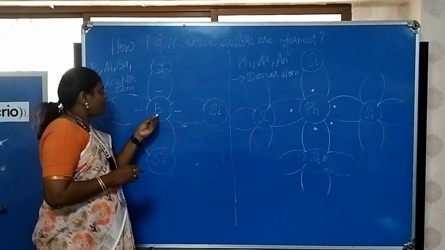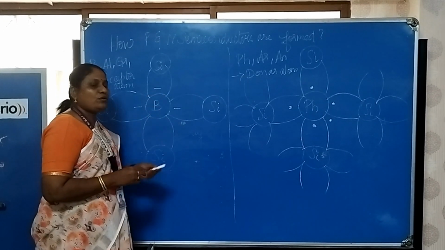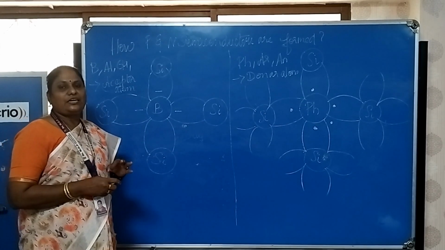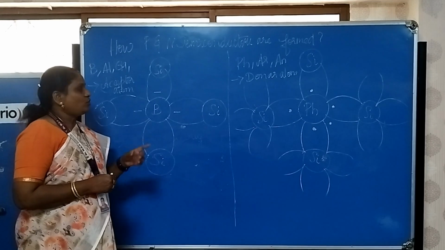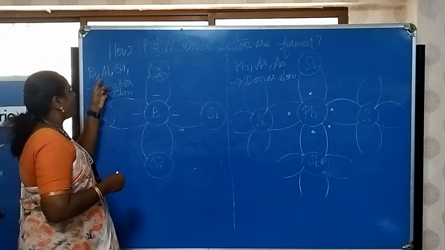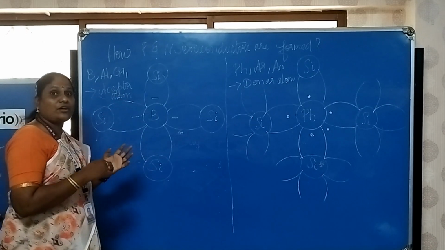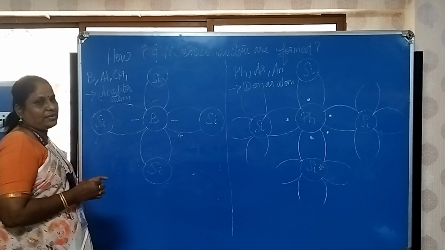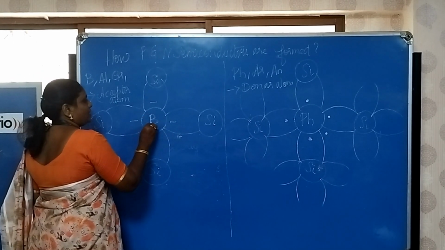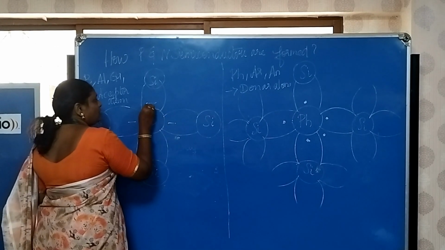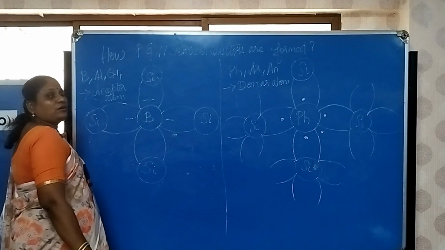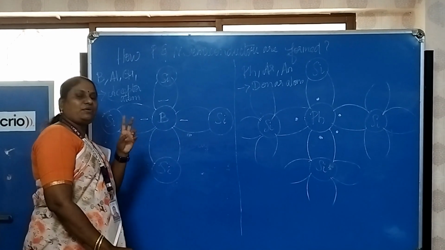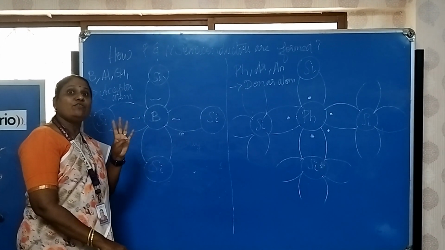So let's take the P-type semiconductor first. Here the elements whose outermost orbit has 3 electrons come under trivalent impurities. For example, boron, aluminum, gallium. These all have trivalent outermost orbits. If we are taking boron, the outermost orbit comprises 3 electrons. Here silicon is the semiconductor material. For example, silicon and germanium, their outermost orbit has 4 electrons.